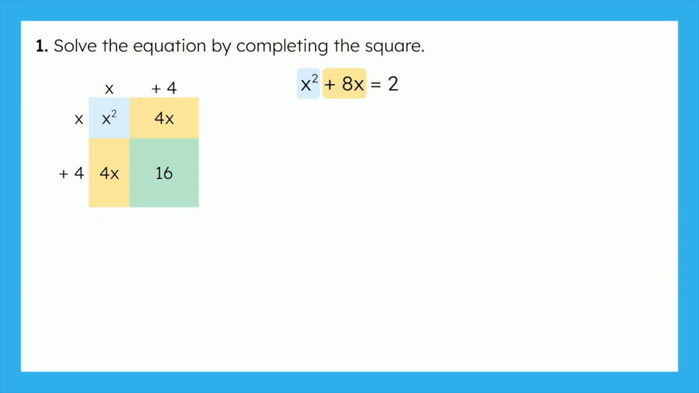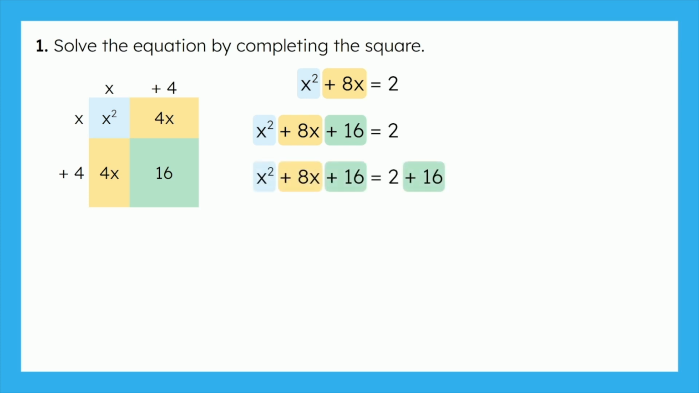So, how can we update our original equation to show the 16 we just added in? We'll add it to the left side so that we can write our perfect square, but since this is an equation, we have to keep it balanced and add it to the right side as well. The left side can now be written as x plus 4 squared, which represents the sides of our area model.